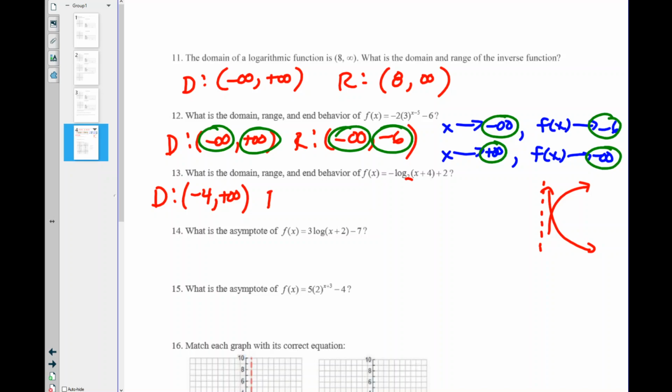The easy one should be the range. What's the range gonna be? Fact. Bet. And then finally, end behavior.